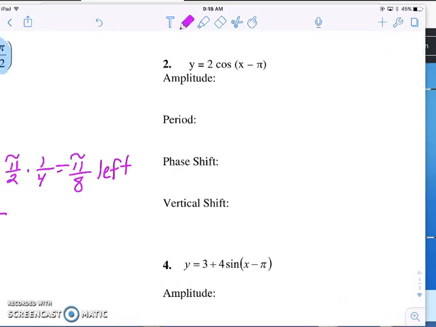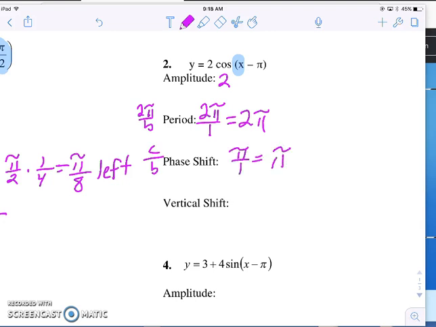So this next one, our amplitude was 2. Period, again 2 pi divided by b, and our b value, how many x's are there? There's just 1, so 2 pi divided by 1 is 2 pi. Phase shift, c over b, so that would be pi over 1, or pi, it's a minus sign, so pi to the right, and there would be no vertical shift.